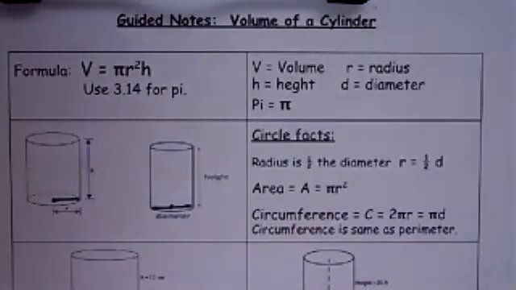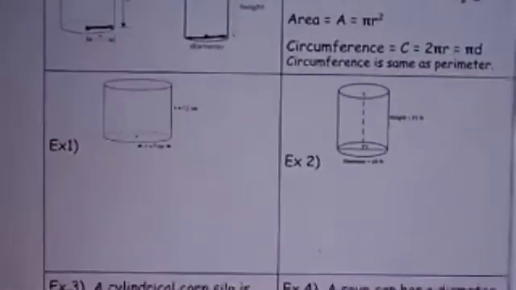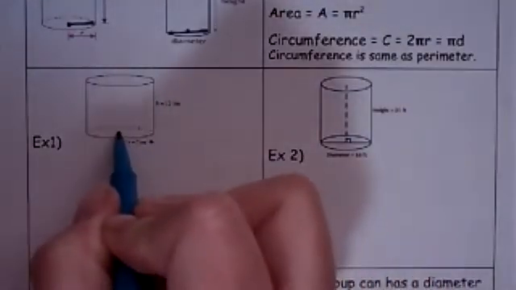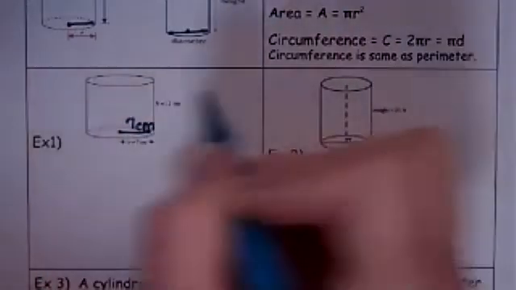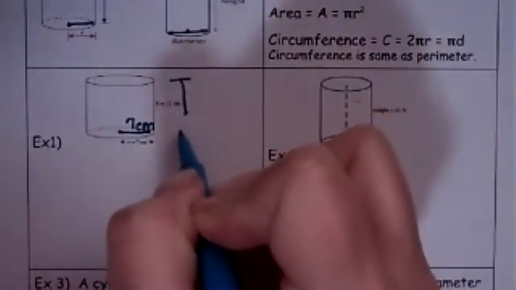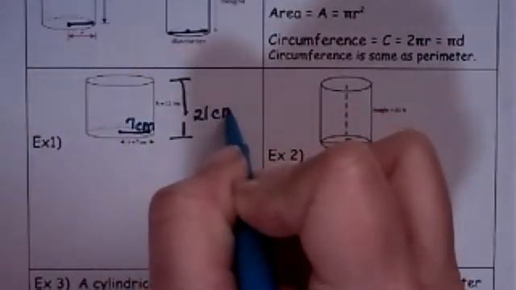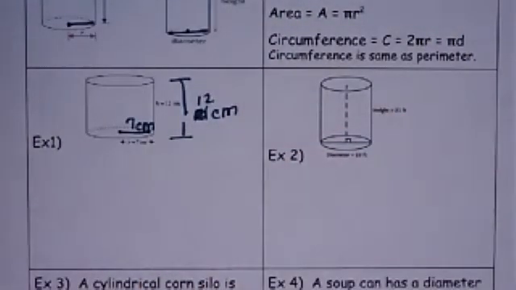Okay, now we've got 4 examples to work together. The first 2 examples are just showing you a cylinder with the measurements in it. Okay, so if I look at example 1, it's kind of hard to see it, but right here they're telling me that the radius is 7 centimeters. It's also telling me that this can, or this cylinder, is going to be, I'm sorry, not 21, 12 centimeters tall. Okay, so I'm going to find those 2 measurements.